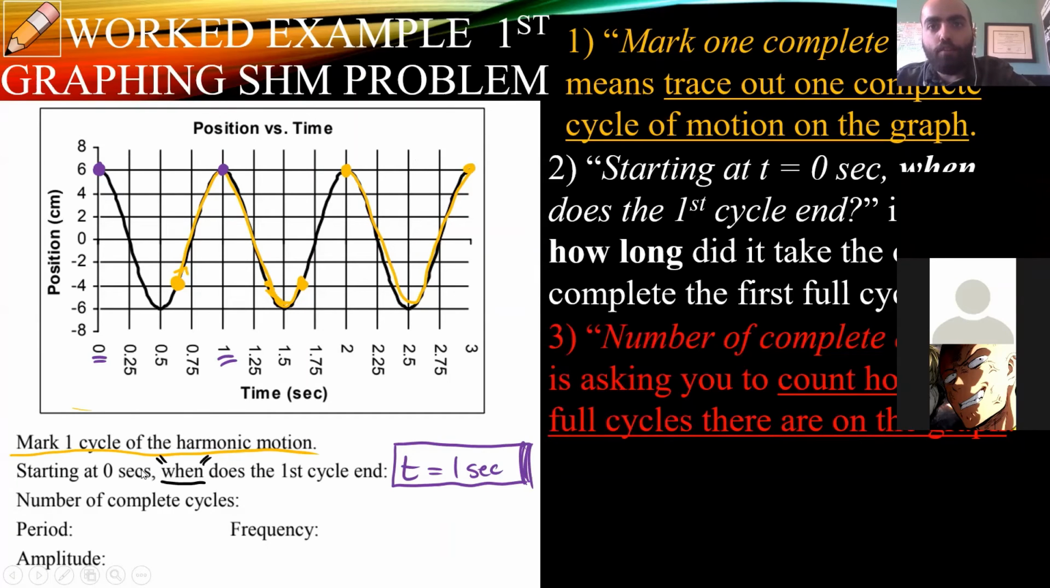Number 3, they're asking us for the number of complete cycles. So starting at the very beginning of the problem, how many complete cycles can you get? Going from a peak to the next peak, that's one cycle. Going from this peak to the next one, that's two cycles. And then going from the third peak to the fourth peak, that's our third cycle. So there are 3 complete cycles in the graph.